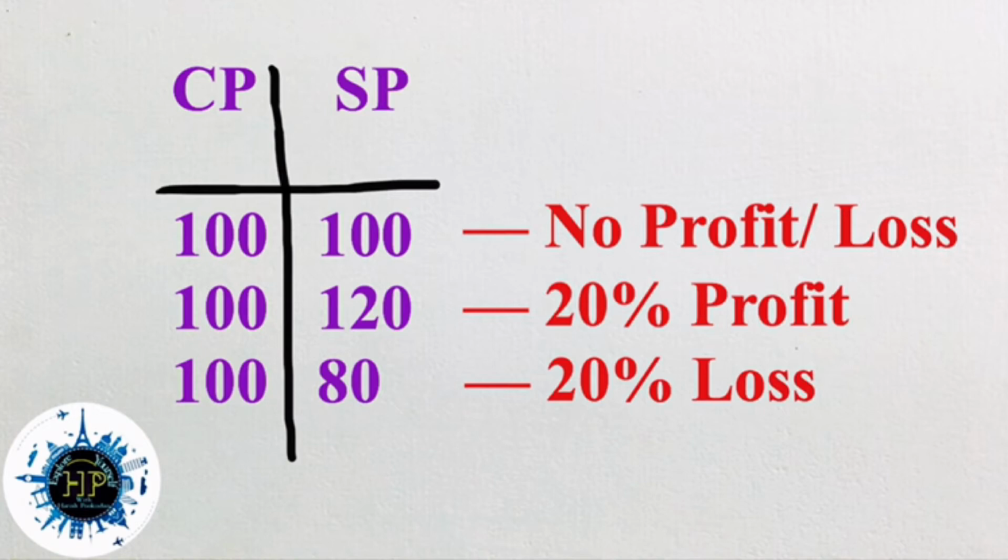If you are purchasing the product for rupees 100 and selling for the same rupees 100, then there is no profit and no loss, that means 100% of the cost price. So you need to understand this, and then only can you solve the problems related to profit and loss. So now we can look at the question.